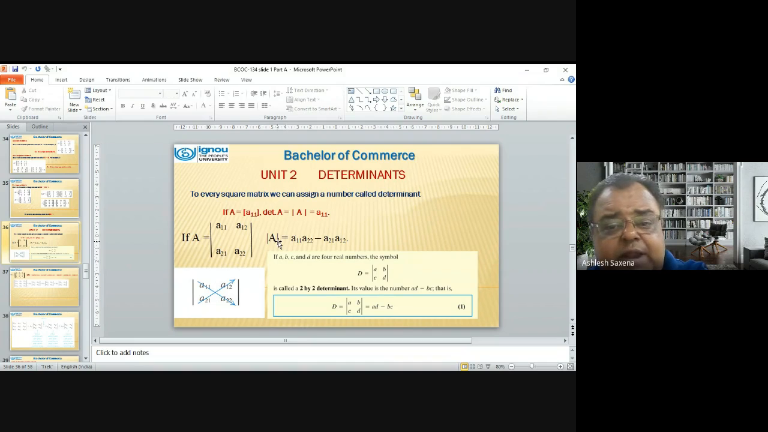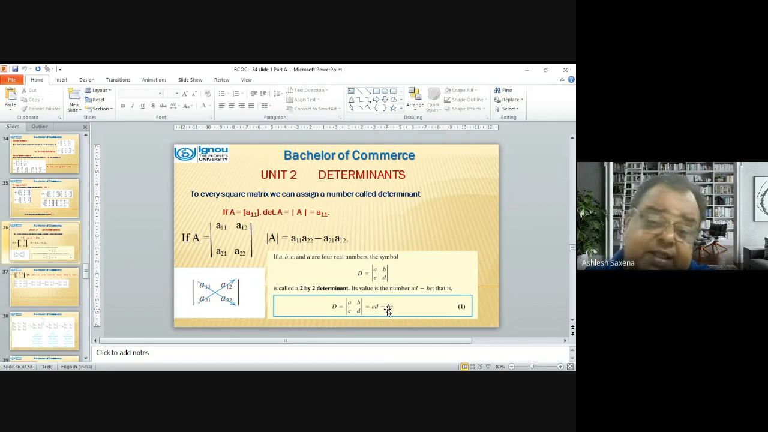The value of a 2 by 2 matrix determinant will be a number. If we write it in terms of real numbers a, b, c, d, then when calculating the value, we can denote it by |A| or with D. So D is equal to a into d minus b into c.